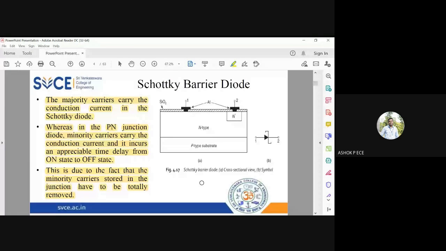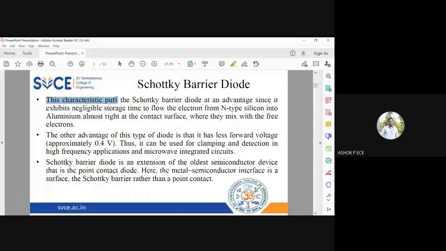For that matter, any device in nature requires some time to turn on. A simple example is your fan. You turn on your fan, and it does not immediately run at maximum speed, right? It takes some time to reach the maximum speed. So every device, when it is turned from on state to off state or off state to on state, takes a finite amount of time to reach the steady state. That is what is told here. And this characteristic gives the Schottky diode an advantage because there are no minority carriers, right? So you can instantly turn this device on or off when you apply some potential.